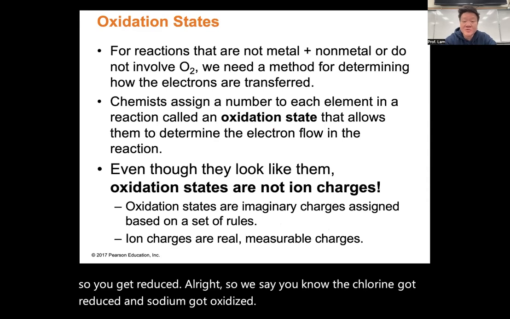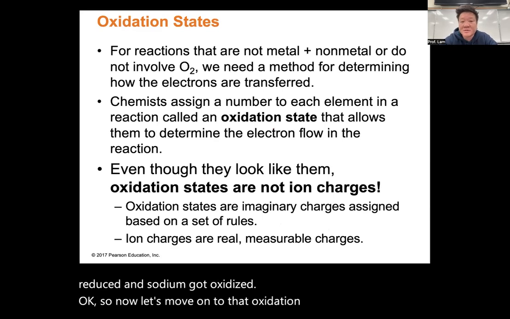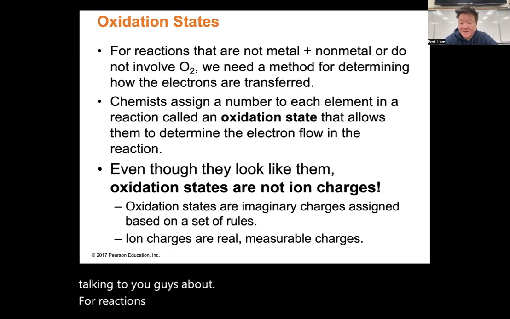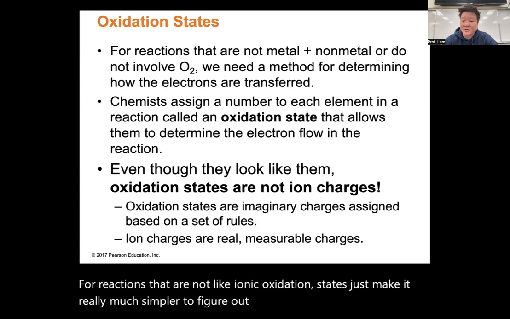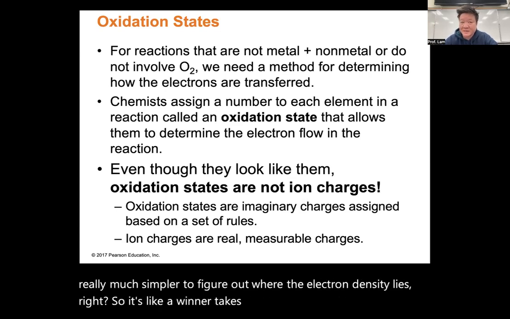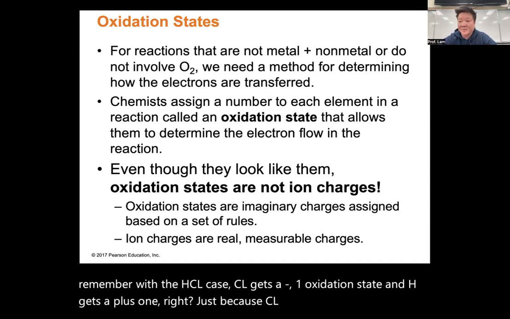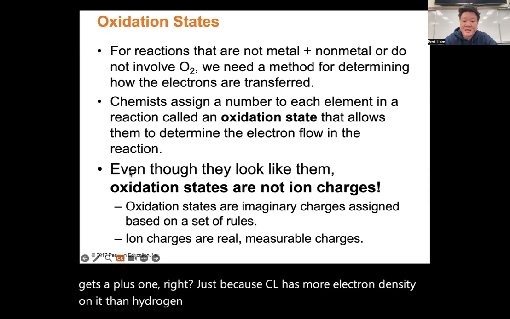Okay, so now let's move on to oxidation states, as I was talking to you about. For reactions that are not ionic, oxidation states make it much simpler to figure out where the electron density lies. So it's like a winner-takes-all kind of thing. Remember with the HCl case, Cl gets a -1 oxidation state and H gets a +1, just because Cl has more electron density on it than hydrogen. So it's just a bookkeeping method.